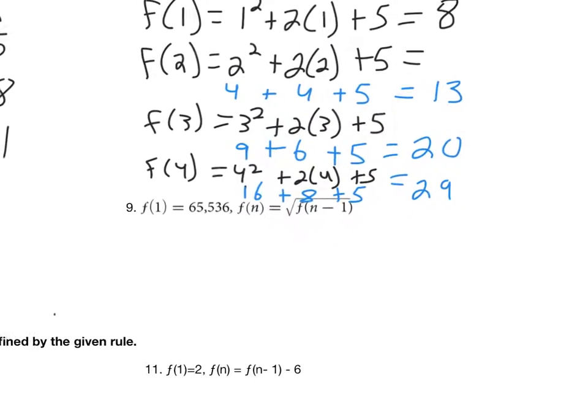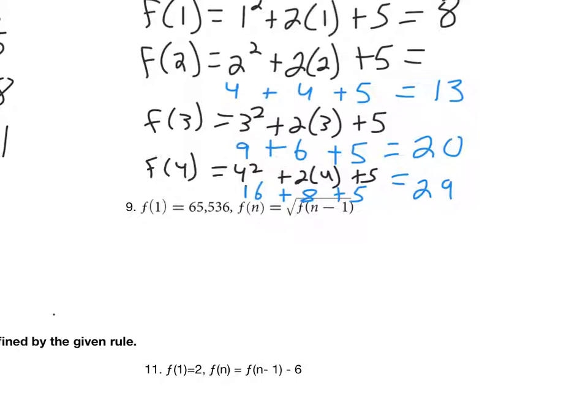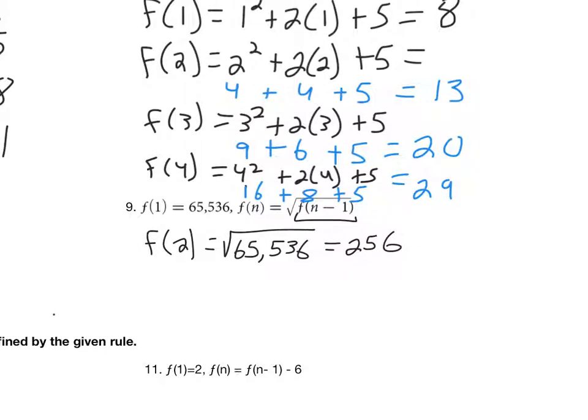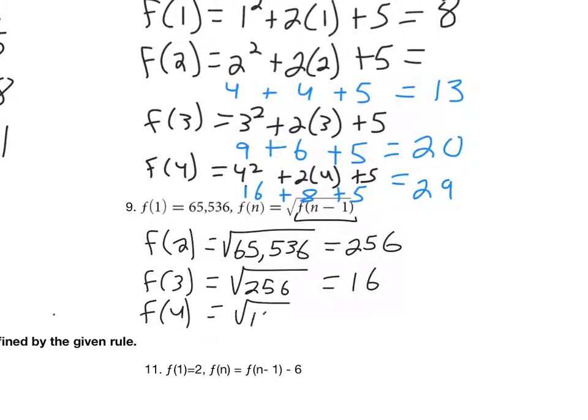Let's go on to the next one, which is also a recursive. Again, we're given our first term. If we're looking for f of 2, remember f of n minus 1 means previous term. So we're going to take the square root of 65,536, which, put that in your calculator, you get 256. F of 3 would be the square root of our previous term, 256, which is 16. And f of 4 would be the square root of our previous term, the square root of 16, which is 4.